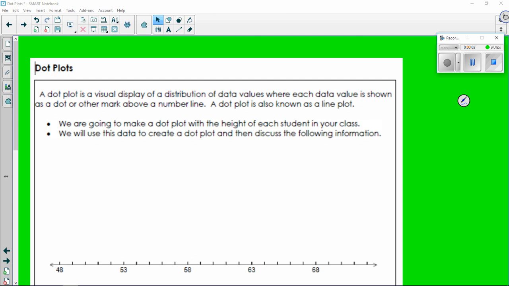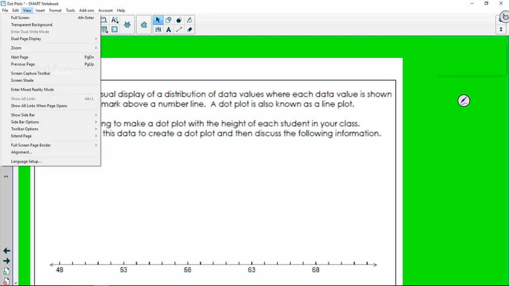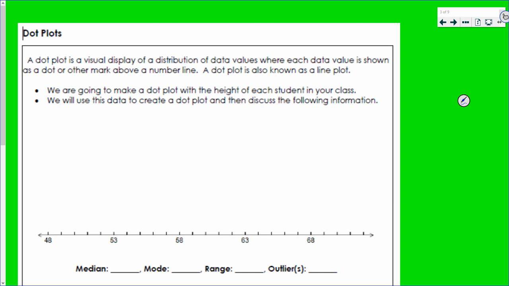Okay, today our lesson is going to be on dot plots. Dot plots are a visual representation of data. The nice thing about dot plots is that they work really well for smaller amounts of data. Once you get up to about 50 to 100, dot plots start to lose their value. But up to about 50, dot plots can actually work really well to show sets of data.